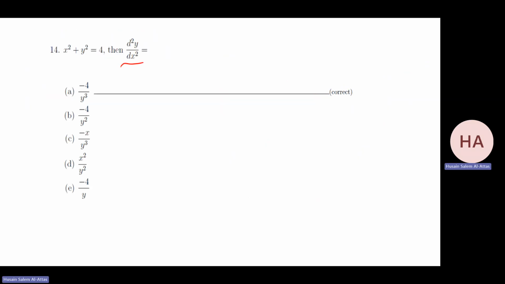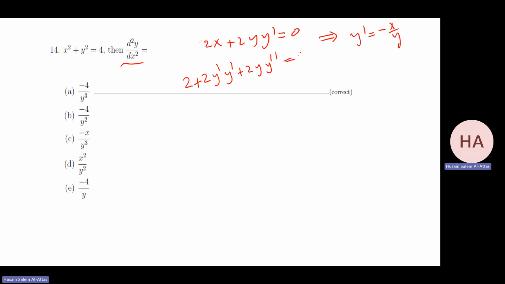Second derivative, we did it before. Let me do it again. Differentiate 2x plus 2y y prime equals 0. So y prime equals minus x over y. Differentiate this: 2 plus 2 y prime squared plus 2 y double prime equals 0.